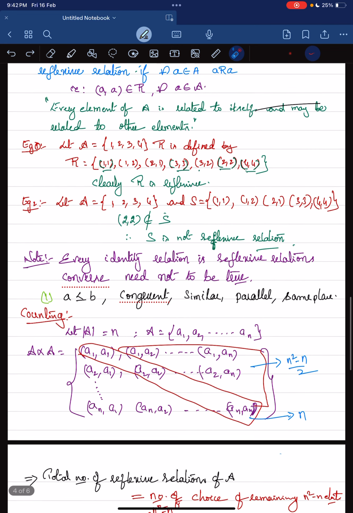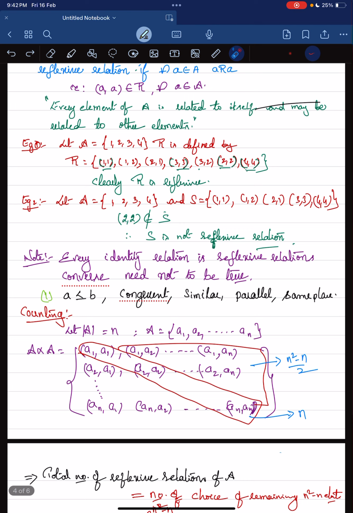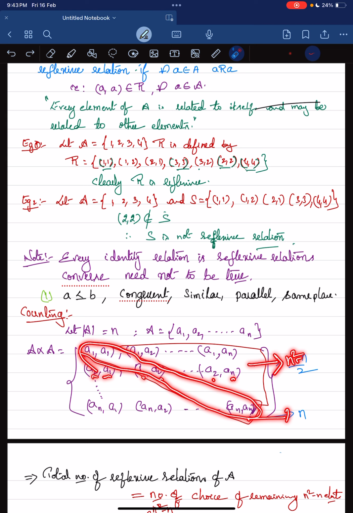Now counting the number of reflexive relations. Let the cardinality of A equal n, A equals {a1, a2, and so on to an}. Write the Cartesian product A cross A: (a11), (a12), ..., (a1n), (a21), (a22), ..., (a2n). So the number of diagonal elements is n and the number of non-diagonal elements is n square minus n.